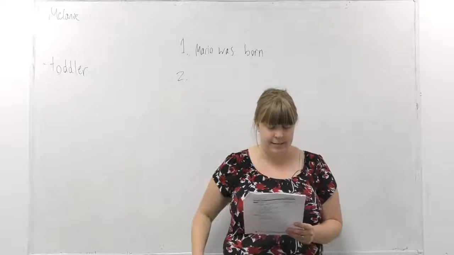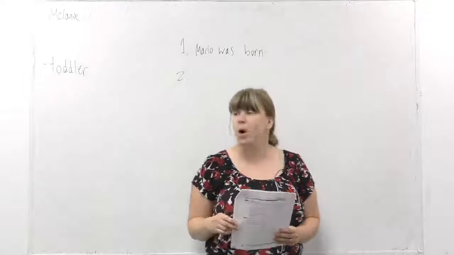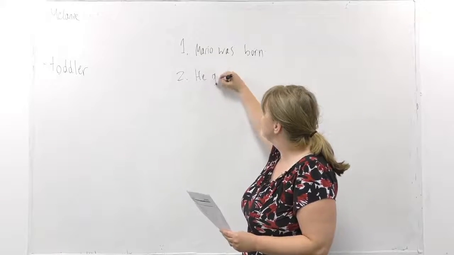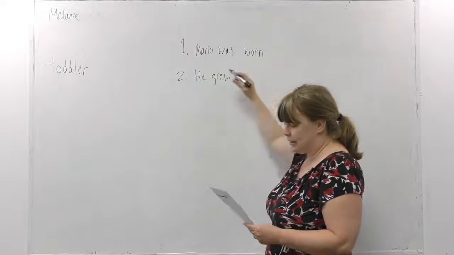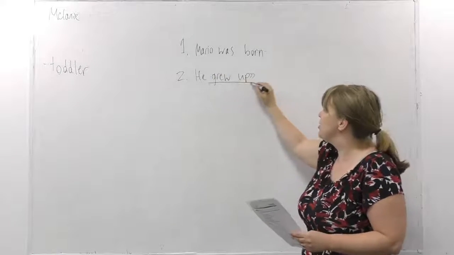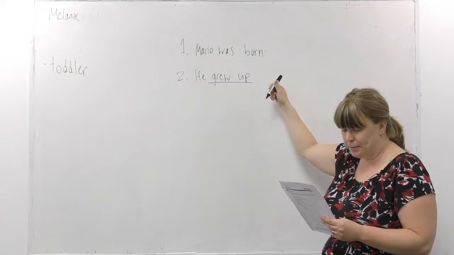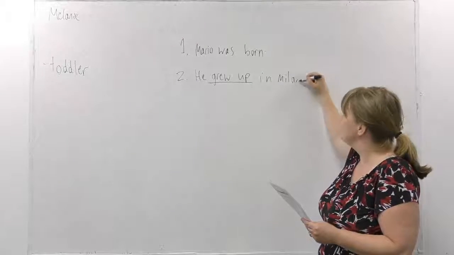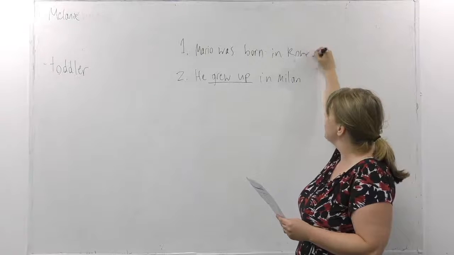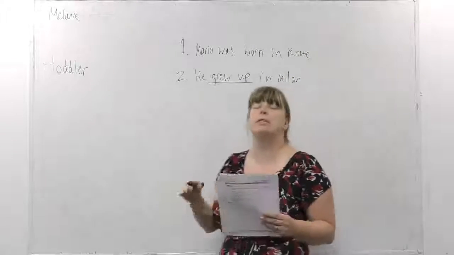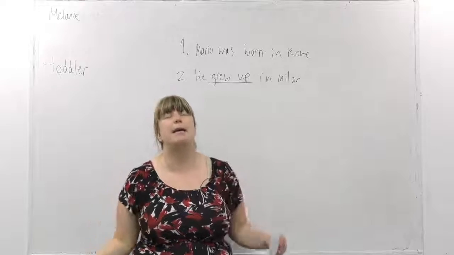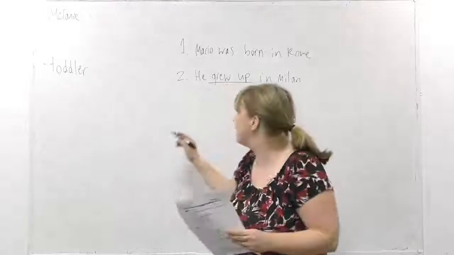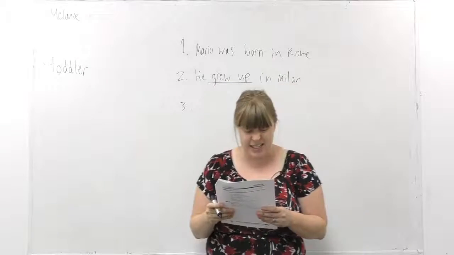Okay, let's see. And somebody said he grew up. Good, yeah. So he grew up. Pay attention to these words here in bold. He grew up in Milan because his family moved there when he was a toddler. So he moved from Rome to Milan when he was a toddler. So he's a baby. Then he grew up. So he might be a teenager or an adult now. So number three, what's next? Let's see.